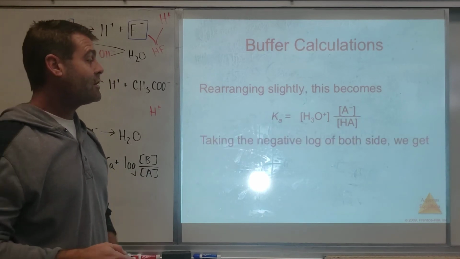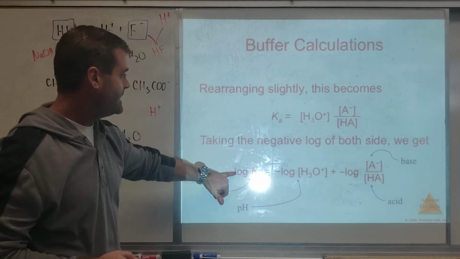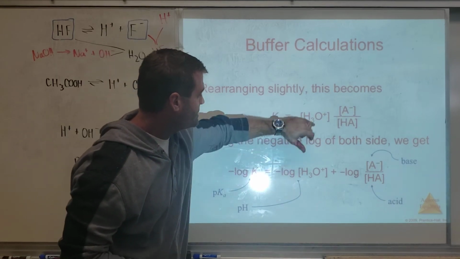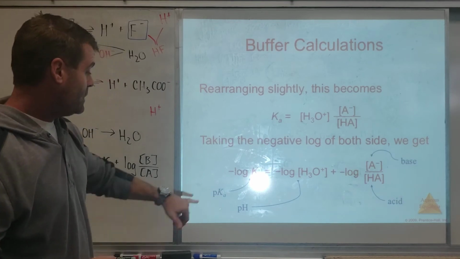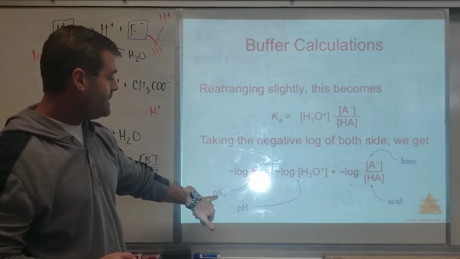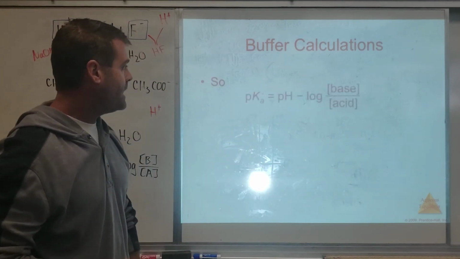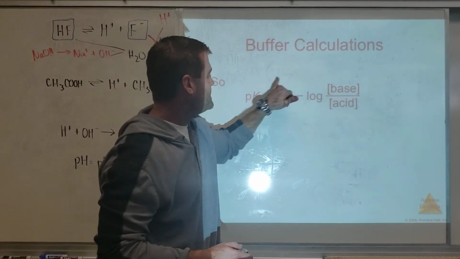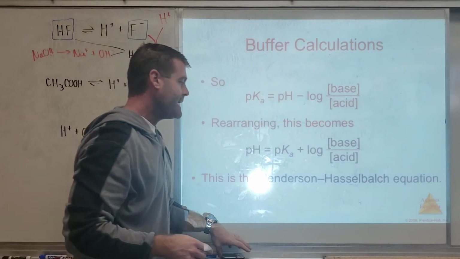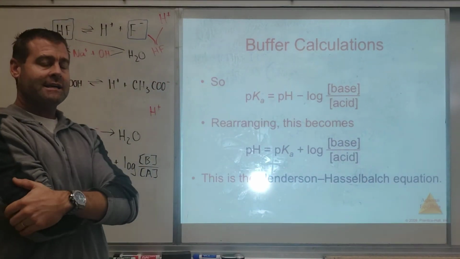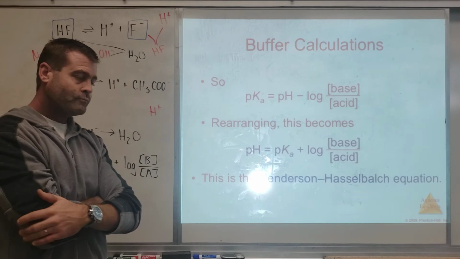We take the negative log of both sides, and we get negative log of K is equal to negative log of H3O plus. When you multiply, you can add it. And then, what is the negative log of Ka? That's called the pKa. The negative log of the hydronium ion is the pH, and this is ultimately what we end up with. So you guys, here in purple, this is what you need to write down. This is the Henderson-Hasselbalch equation.